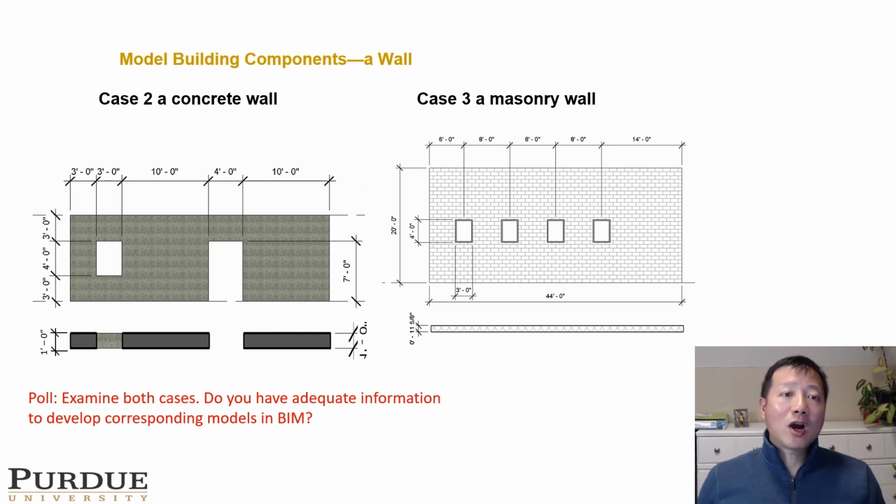All right, so we talked about how your objects have attributes, and your attributes could be at the object level, could be at the class level, right? Now let's look at these two walls as an example. The left is a concrete wall. The right is a masonry wall. My question for you is: do you have all the information you need in order to place or create the corresponding BIM model in Revit? Do you have adequate information to develop the corresponding models in BIM?